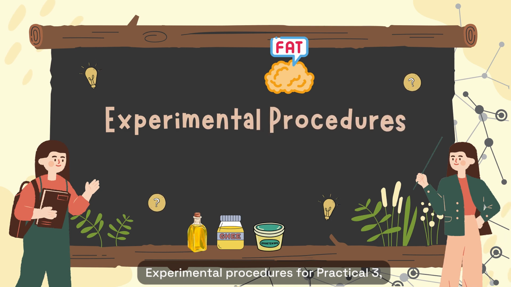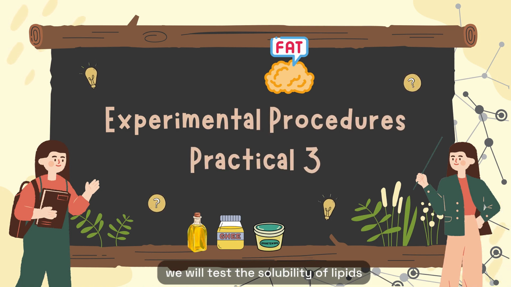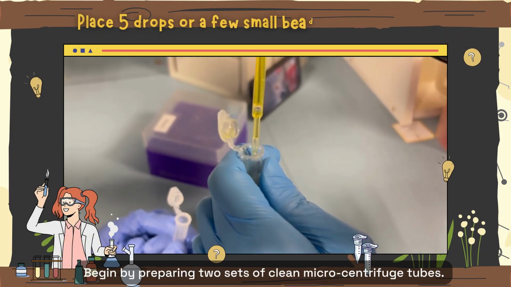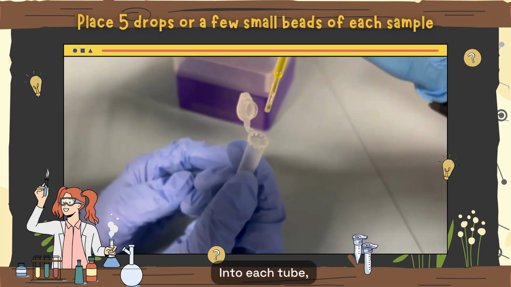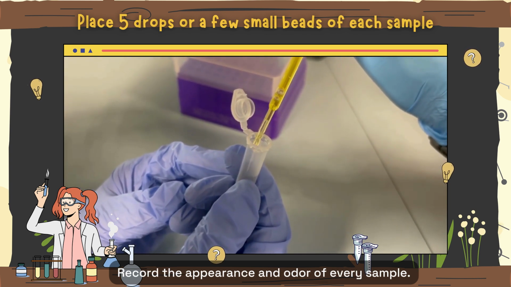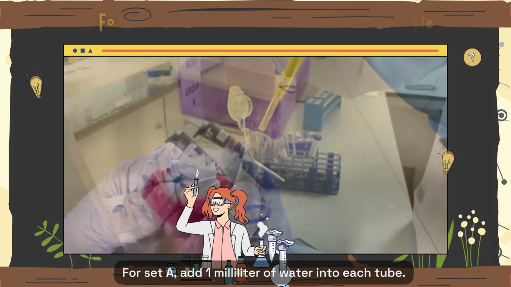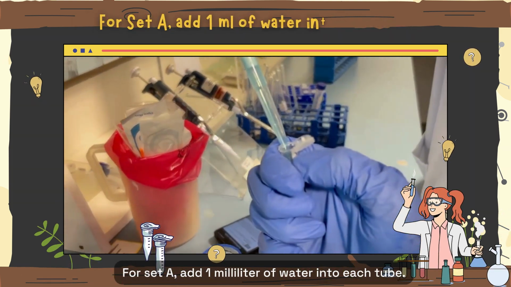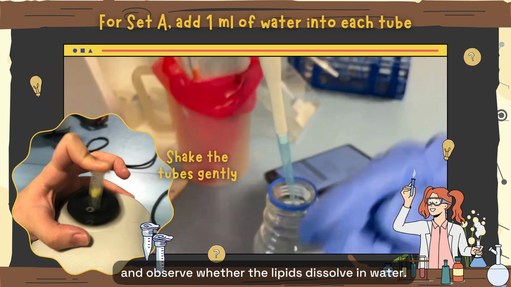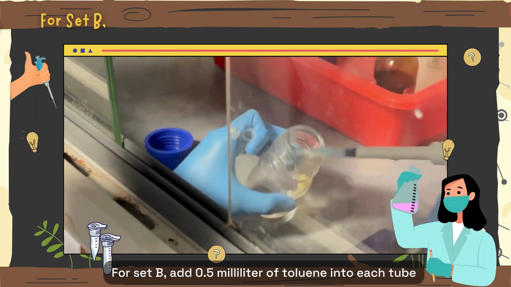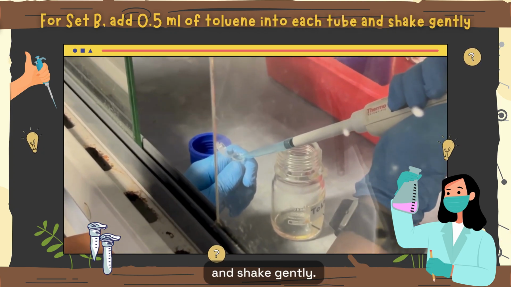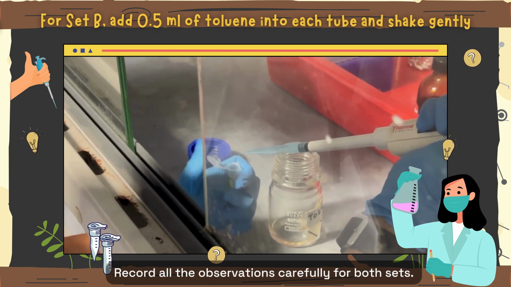Experimental procedures for Practical 3. We will test the solubility of lipids in water and toluene. Begin by preparing 2 sets of clean microcentrifuge tubes. Into each tube, place 5 drops or a few small bits of each sample. Record the appearance and odor of every sample. For set A, add 1 ml of water into each tube. Then, shake the tubes gently and observe whether the lipids dissolve in water. For set B, add 0.5 ml of toluene into each tube and shake gently. Record all the observations carefully for both sets.